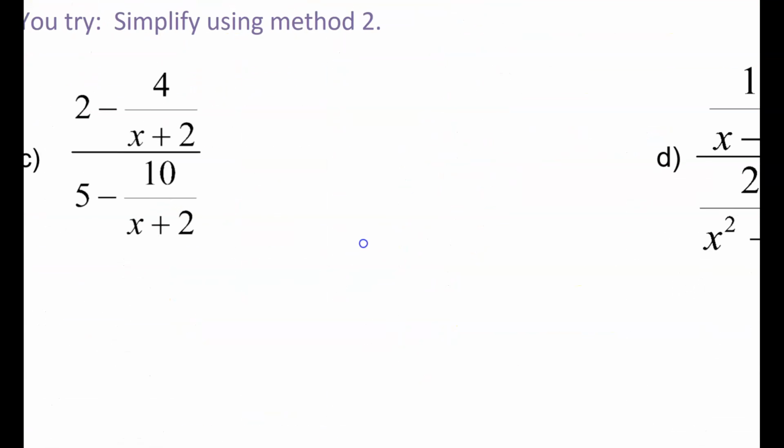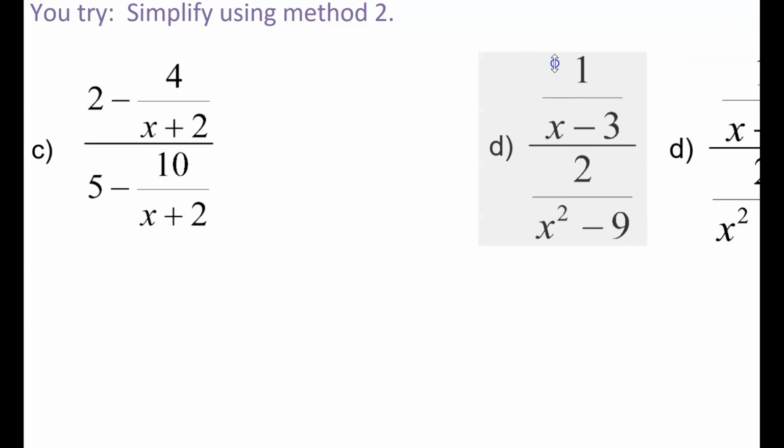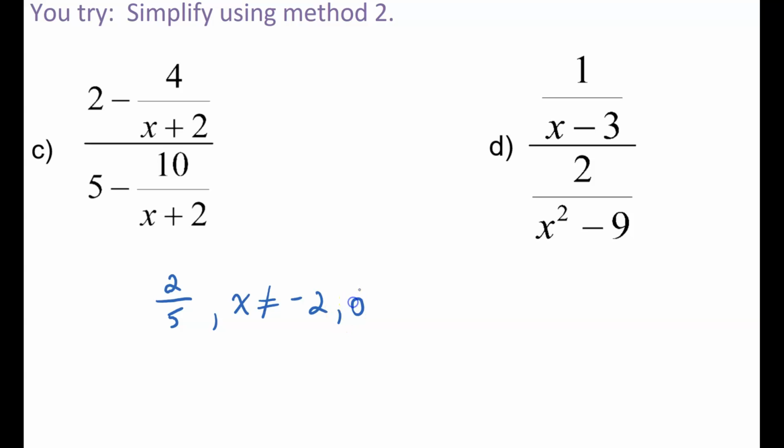Okay, so here are a couple for you guys to try. Move this one over some. Okay, so it sounds like most of you guys are finished. What did we end up with in C? 2/5, and yes, there's no x's left, but from the beginning we know it can't be -2. Oh wait, I do think that in the simplification process, yes, you ended up with an x and x, right? So yes, it also cannot be 0.